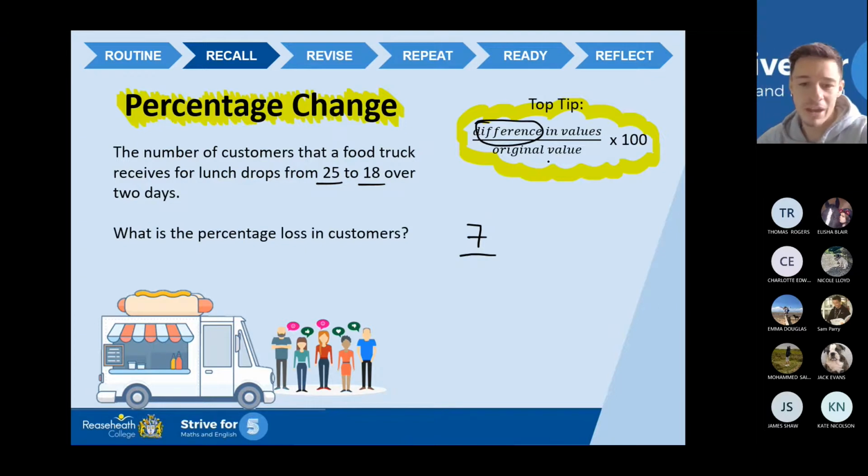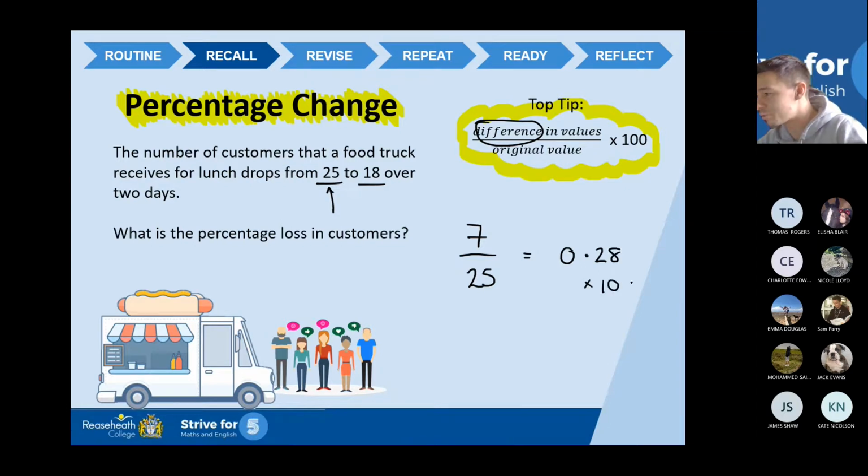What is the original value? Well, the original number of customers is 25. So it's going to be 7 divided by 25. Okay, so 7 divided by 25 is 0.28. The last thing I do is times it by 100, because then that converts it into a percentage, which gives me 28%.